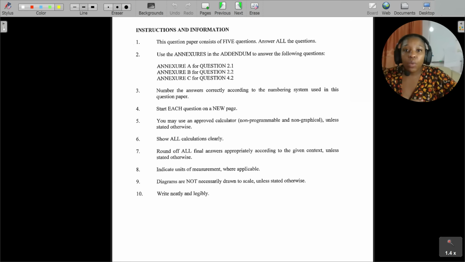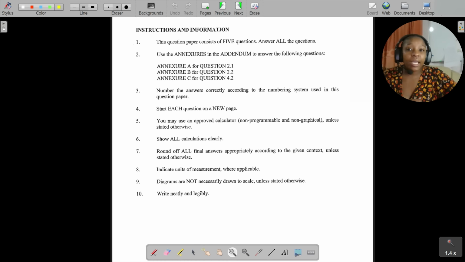When you get into your exam, it's very important that you read the instructions so that you understand what you're supposed to do as you go through this past paper. This question paper has 5 questions, and you need to use all the annexures in the addendum. We need to use annexure A for question 2.1, annexure B for question 2.2, and annexure C for question 4.2. You need to answer all the questions according to the numbering system used in this paper.